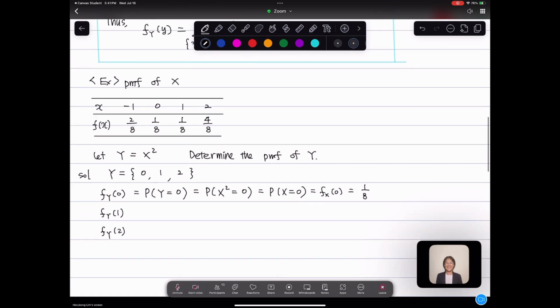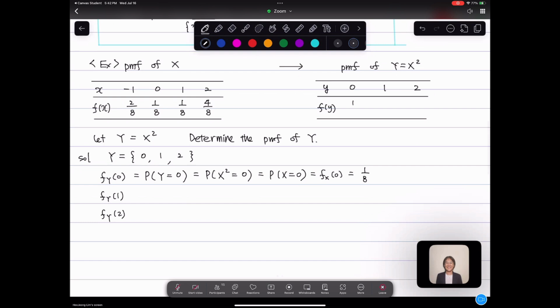So I'm going to be doing that right away. I create a table as I move on. So let's get the PMF of y, which is x squared. Let me create a table also, and I know what my y's are. It will be one of those 3 numbers, either 0, 1, or 2, and the probability, I just figured out the 0, which is 1/8. Got this? And I have to finish the rest of it.